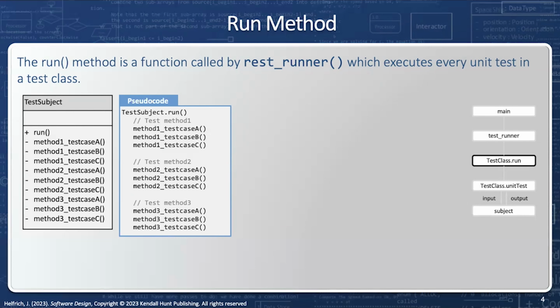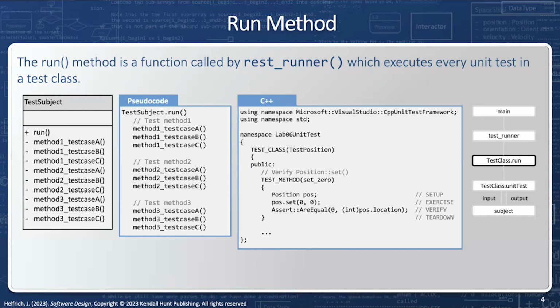Now, unit test frameworks often allow a more convenient way to do this, and this is what a Visual Studio unit test looks like in C++. They have these macros for test class and test method, which will automatically add it to the unit test framework as well as call it from the run method. And notice how this is going to be part of the Visual Studio C++ unit test framework namespace.